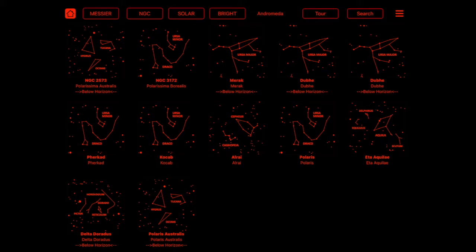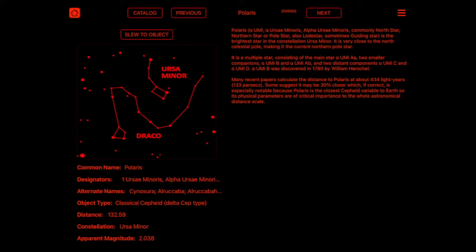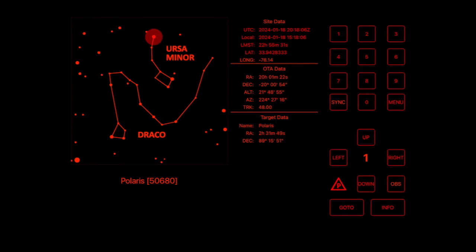Alright, so now we have lots of things that should be somewhere in here. Polaris, let's see. Well, where am I missing? There it is, right there. So it's in Ursa Minor, and Polaris, we'll just touch that, and we'll slew to the object, and there she goes.